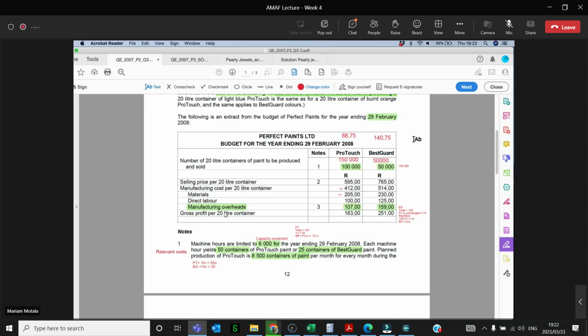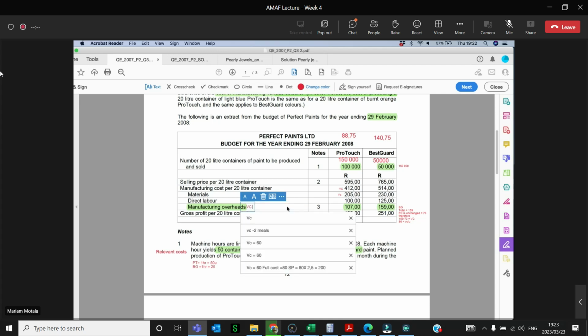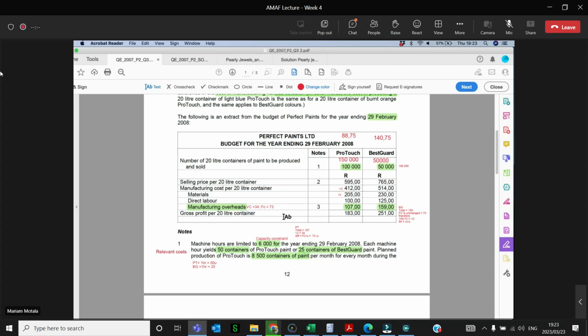Right, now, what did you guys do at this point? Firstly, let me start off with, did you come up to a variable cost of 34 rands and a fixed cost of 73 rands for ProTouch? Did you arrive at that?